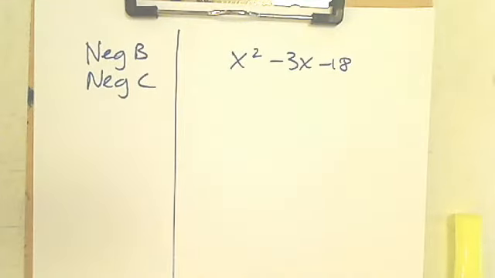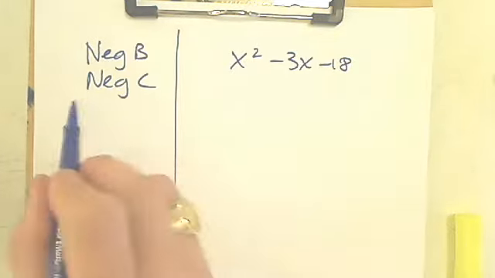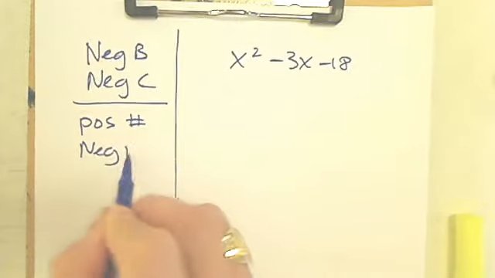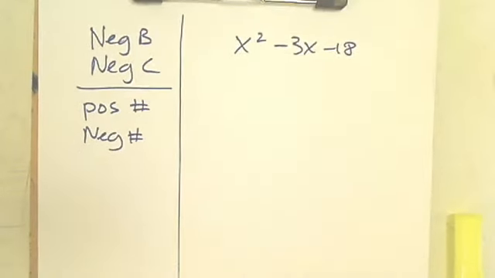So here, same case. One number is positive, and the other one is negative. Try that one: x squared minus 3x minus 18. One must be positive and one must be negative because they have to multiply to be negative.